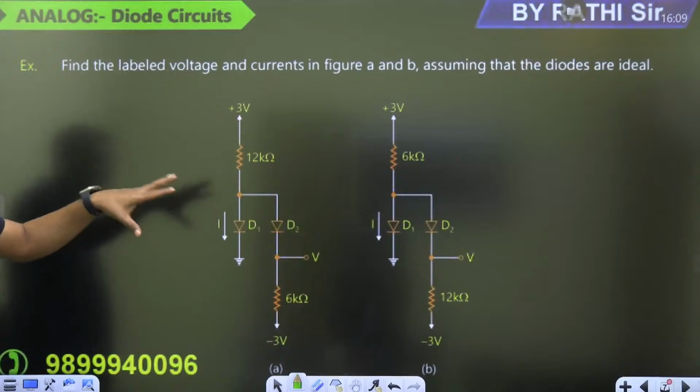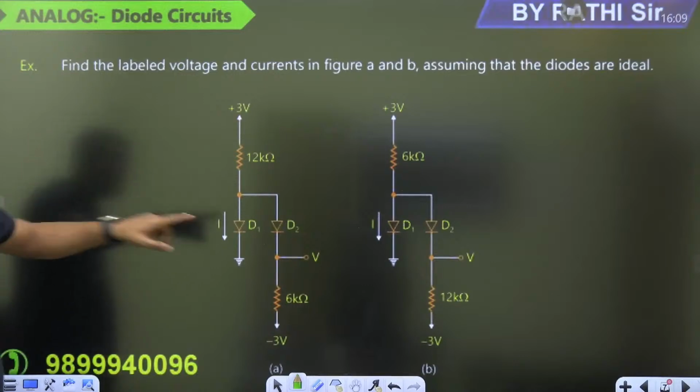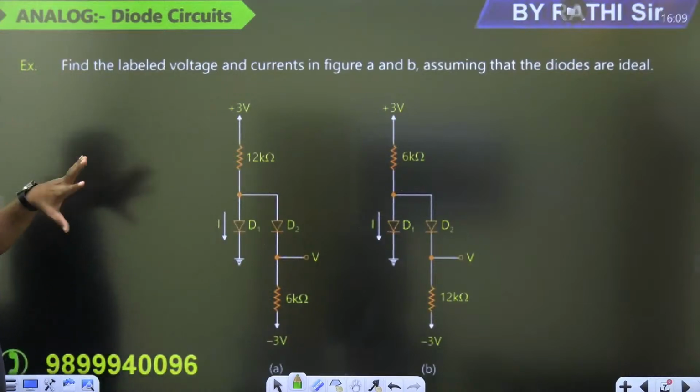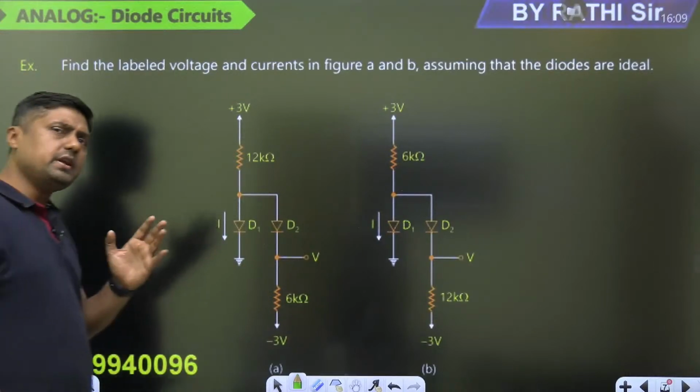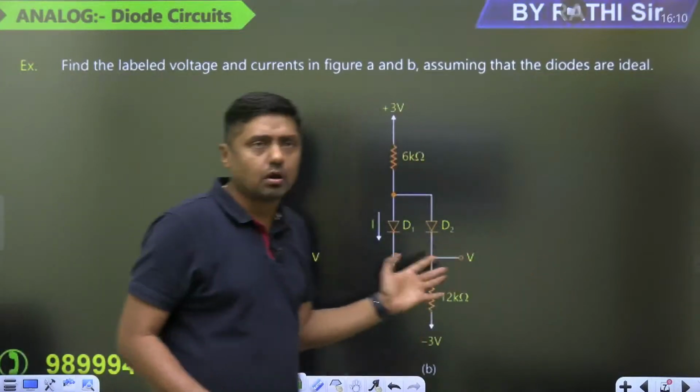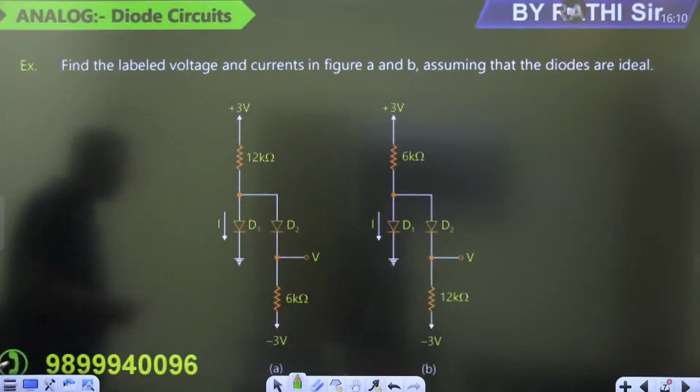A and B, there are two figures. Labeled voltage and current means you have to find the V and you have to find the I, right? And assuming that the diodes are ideal. Simply, diodes are ideal. For ideal diodes, how can you solve this? Now, very basic question. Try to give me the answer for these questions, right?